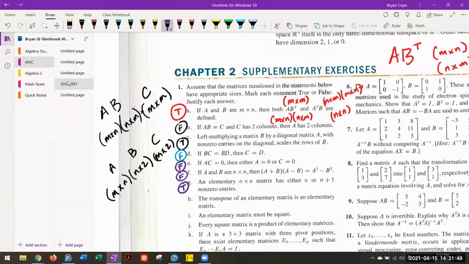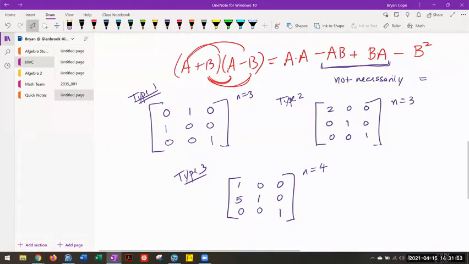G is true. Can you go back one more time? Yeah, back to here. An elementary n by n matrix would imply that you can only do one type of operation at a time. That's actually how an elementary matrix is defined. You can only do one kind of change at a time. Okay. Done with that one.